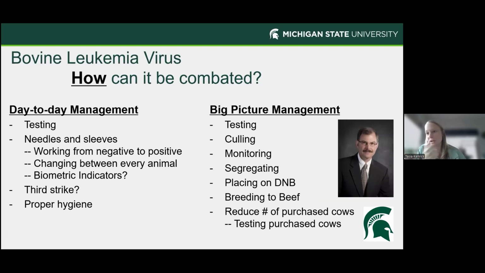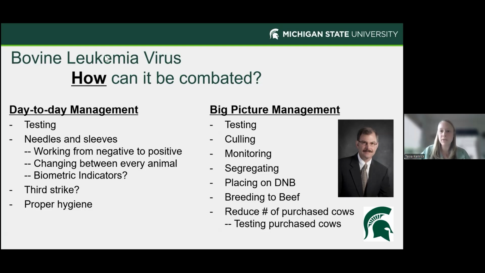Maybe it's a third strike. So we know that when farmers are selecting individuals to keep on the farm or retain and get rid of, there's a host of traits that they're looking at. Maybe BLV infection could be one of those strikes against the animal, and proper hygiene on the farm.